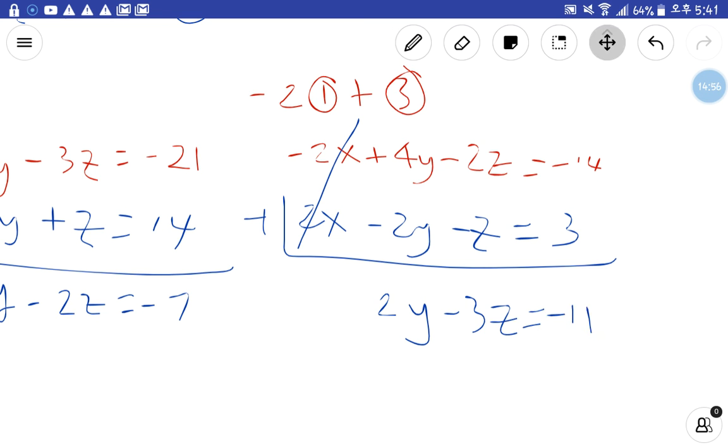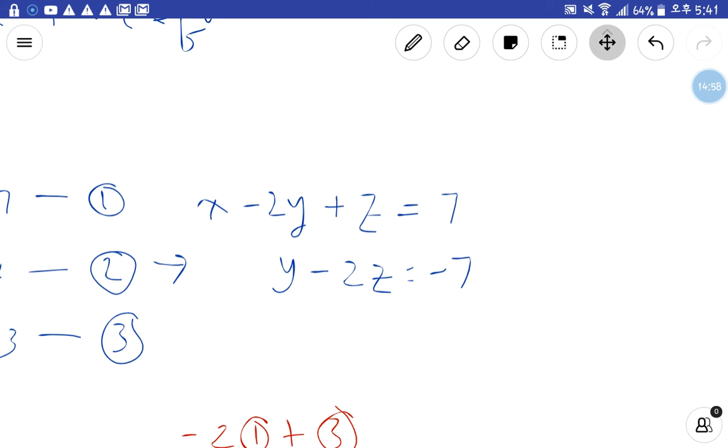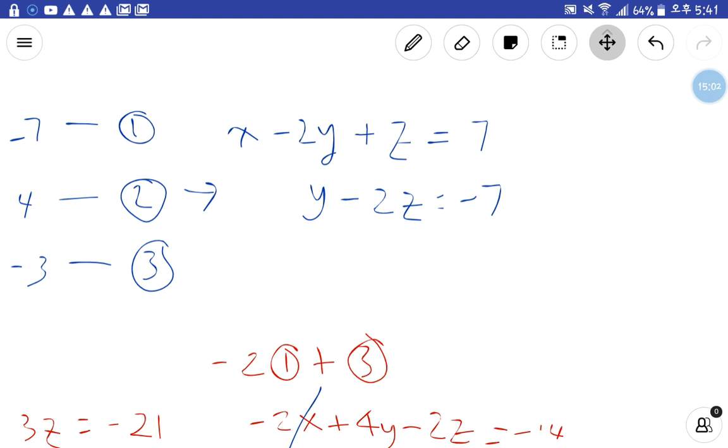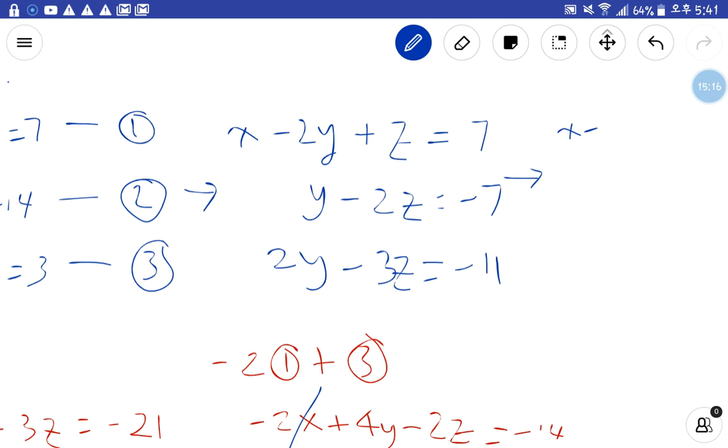So I can replace my third one with 2y minus 3z equal negative 11 right now. But look, is this what we want? No. My goal is to make it into z equals something directly. So you should be using the second and third right now to cancel out your y.